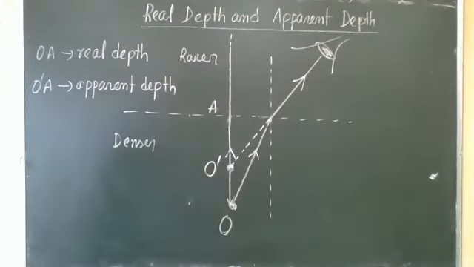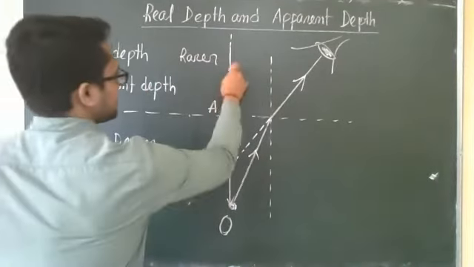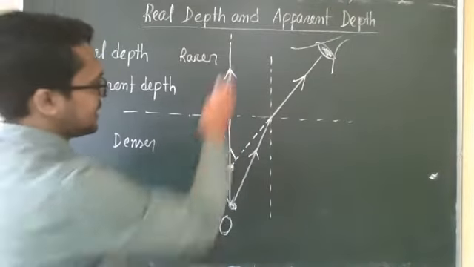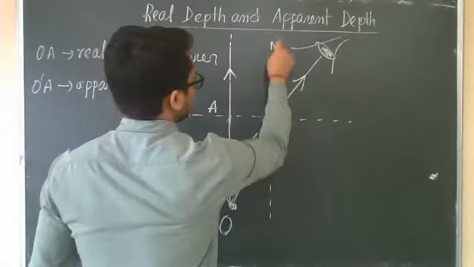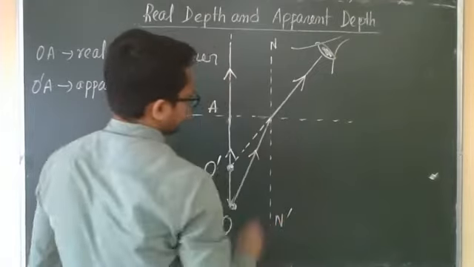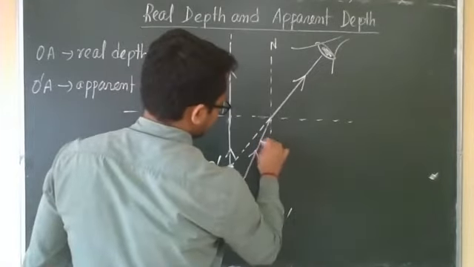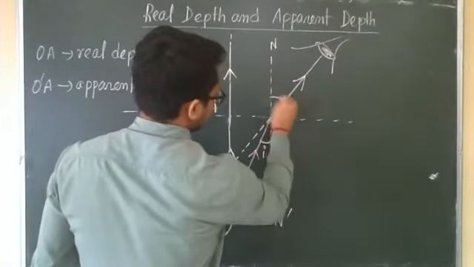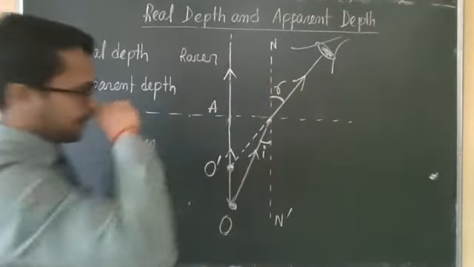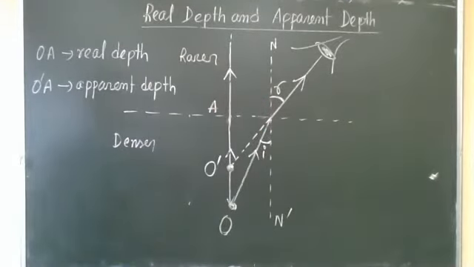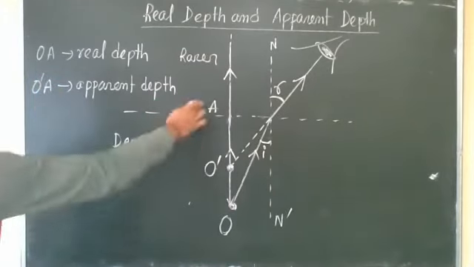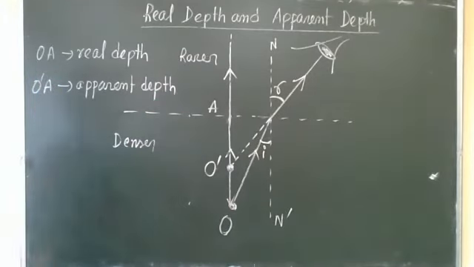Apparent depth. This diagram is very important. Give the ray direction always. Give the name of the normal, N prime. This is the angle of incidence, I, and this is the angle of refraction, R. So OA is the real depth, O prime A is the apparent depth.